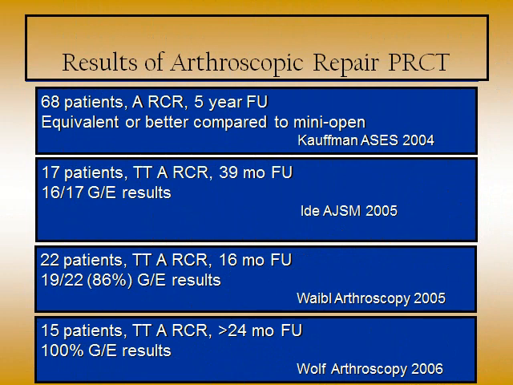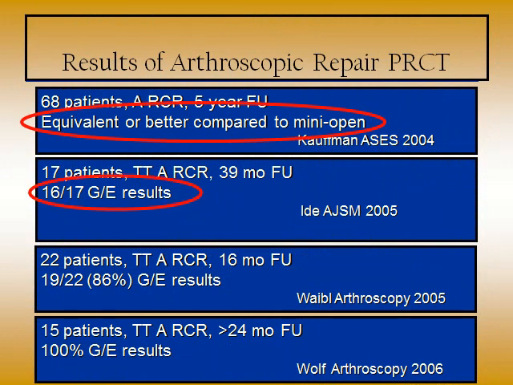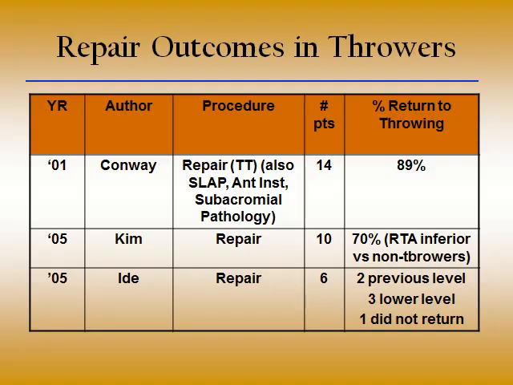The results of arthroscopic repair of partial thickness cuff tears are limited. In one study with 68 patients, 5-year follow-up showed that this was equivalent or better compared to mini-open repairs. A group of 16 out of 17 patients in Ide's series had a good or excellent result. 86% of patients had good and excellent results in Weibel's series. And finally, Wolf looked at 15 patients that had a transtendinous repair technique. At over 2 years, 100% had good results.